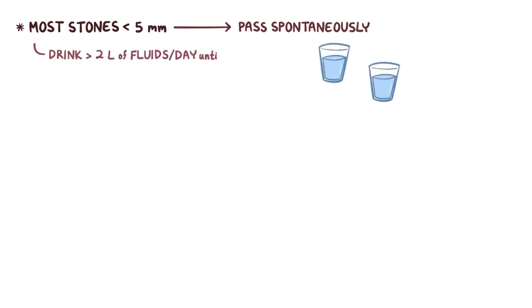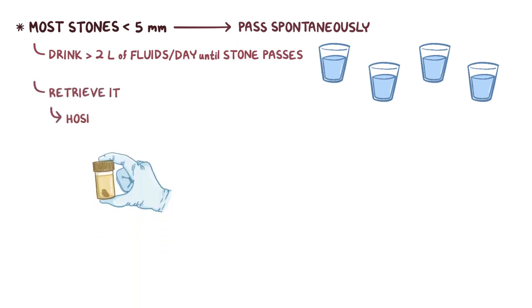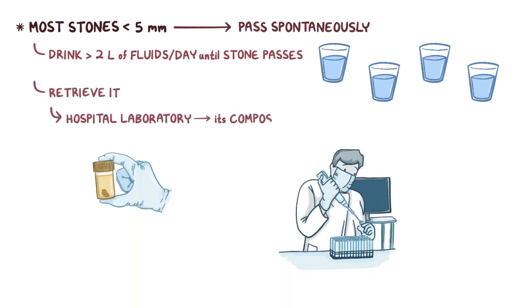Now, most stones that are under 5 mm pass spontaneously, and individuals are advised to drink at least 2 liters of fluids per day until the stone passes. Once it passes, they should retrieve it and send it to the hospital laboratory to determine its composition.